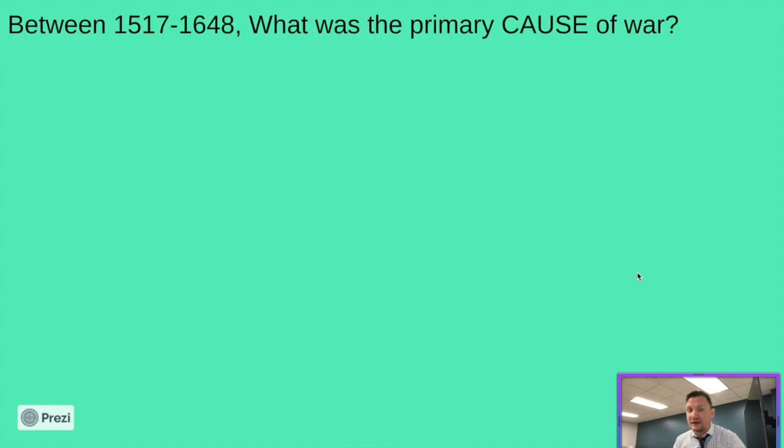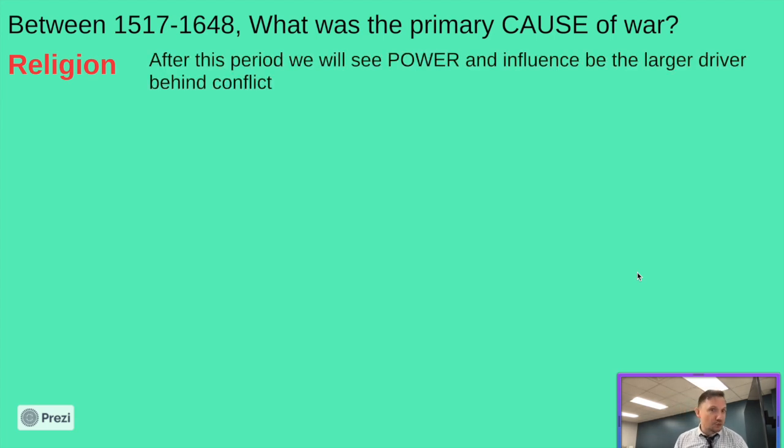But speaking of wars, real quick, if you look at conflict in general from 1517 to 1648, which is the back end of time period number one in AP European history, what is the primary cause of war? The biggest cause of war is religion, right? Because in 1517 you're going to see the Reformation begin underneath Martin Luther. In 1648, that's going to be the culmination of the 30 Years War, right? So from that 130 years, the biggest driver behind conflict was religion. After this period, though, we will see power and influence being the larger driver behind conflict, due to the fact that after the 30 Years War, you will see the summation of religious conflict and religious warfare in general, all right?